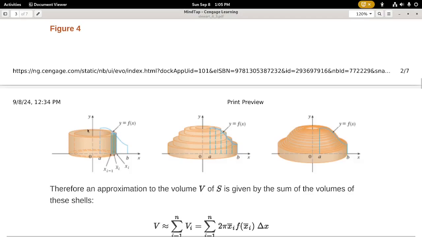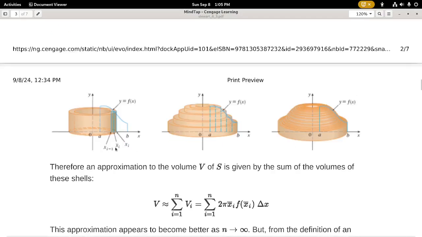Well, we just use what we just did. We know how to compute the volume of one of them. Say I'm at a point, this is supposed to be read x i, and I make that my center point, and I create a shell with a certain thickness, call it delta x, x i minus x i minus 1, and I rotate that around, and I call this volume v i.